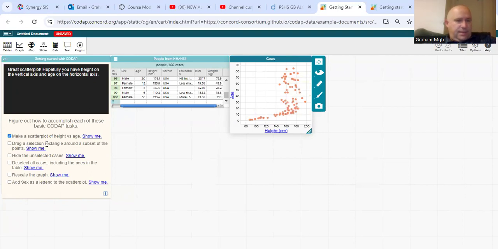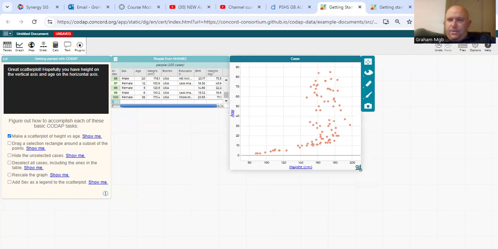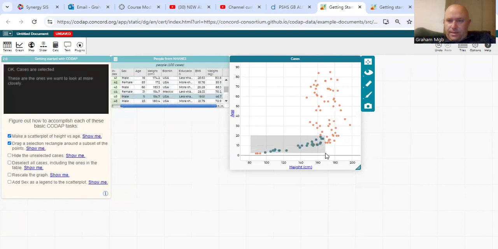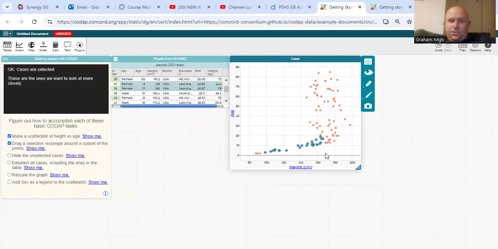Anyway, drag a selection rectangle around a subset of points. Let me make this just a little bit bigger so we can see. There we go. So you can change the size of the picture as well. So if there's some that are particularly interesting, like these ones here seem to be more like linear correlation, you can actually just drag and focus on certain ones.